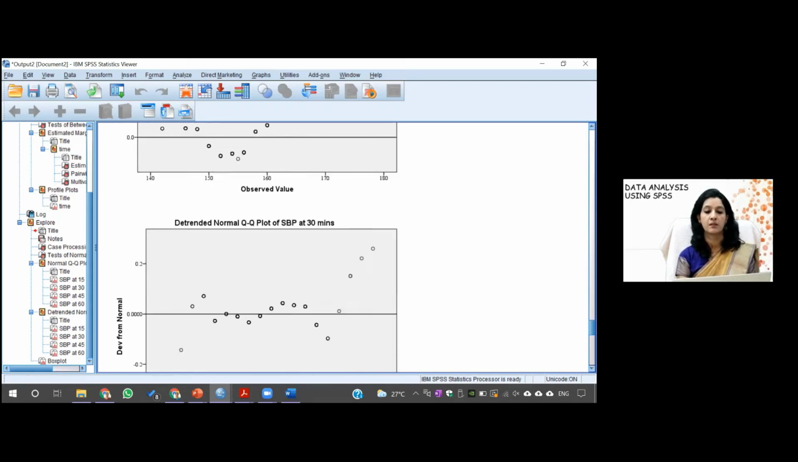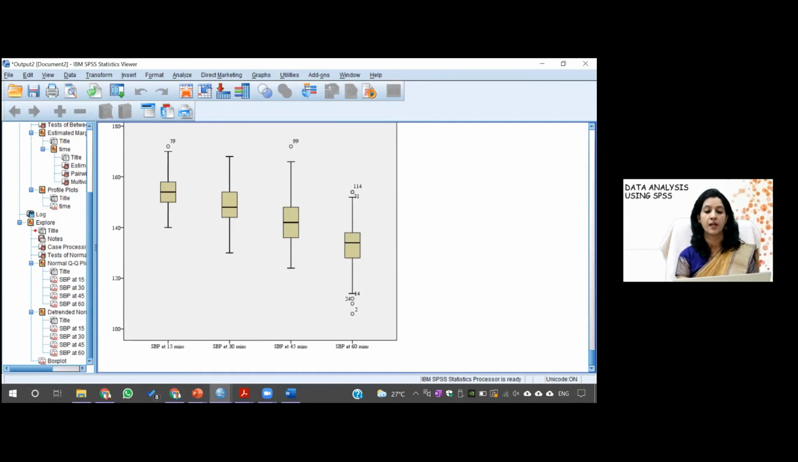If you see the visual inspection of the QQ plot, you can see that the data is across the diagonal line. And then if you see the box plot for the outliers, you can see that there is one outlier at 45 minutes. There are 4 outliers at 60 minutes. So a total of 5 outliers. But I have reported these outliers and I have kept these outliers in my analysis. There is one outlier at 15 minutes also.